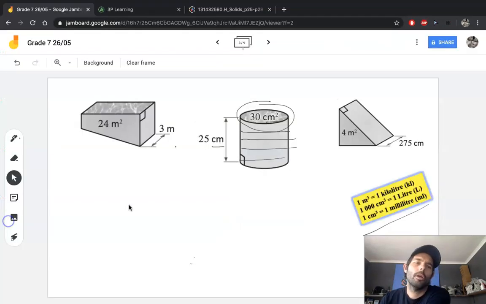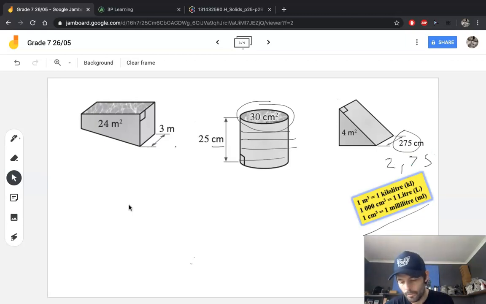Final diagram on the right hand side indicates 4 meters squared for the surface area of that front face. But then you'll notice that the depth of the object is 275 centimeters. Okay, so here we've got meters and centimeters. So you've got two options here. You can either convert that to 2.75 meters. Okay, and let's work that one out first.